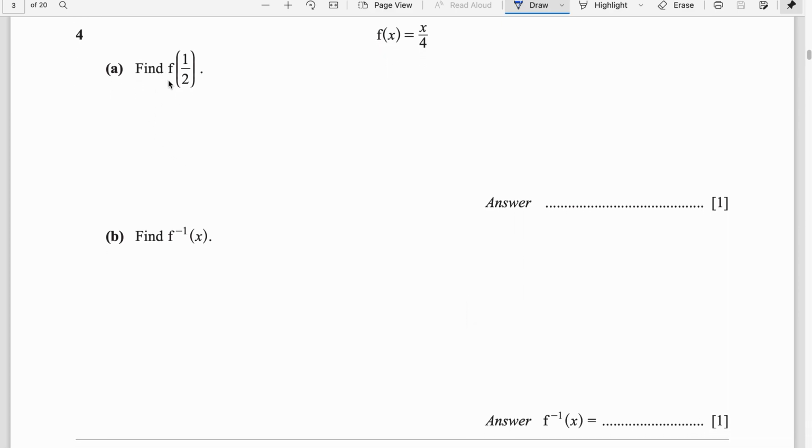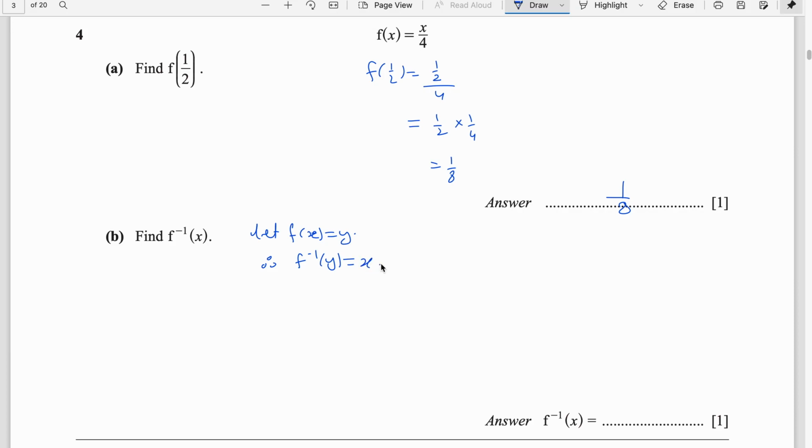Question 4. Find f of 1 by 2. So just plug in 1 by 2 in place of x. 1 by 2 divided by 4 is 1 by 8. F inverse. Let f of x equal y. Therefore f inverse y equals x. So f of x equals y. Y equals x by 4. Make x the subject. Now replace these numbers. F inverse x equals 4x.